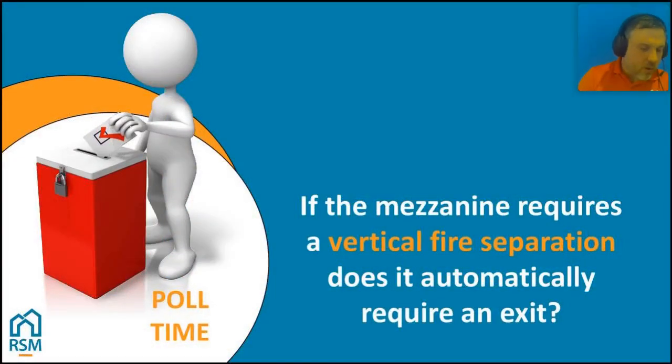And as we move into our egress section, I thought we would just have some good discussion about exits from mezzanines. And if you go to the right-hand side, we have another poll here. The poll indicates my question and the answers. If a mezzanine requires a vertical fire separation, does it automatically require an exit? We've got a yes, a no, and a not sure. This is what we're going to discuss moving forward: dealing with the means of egress and exits, which can get a little bit crazy, and not everyone's the same.